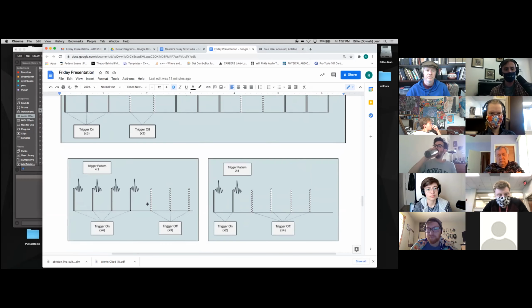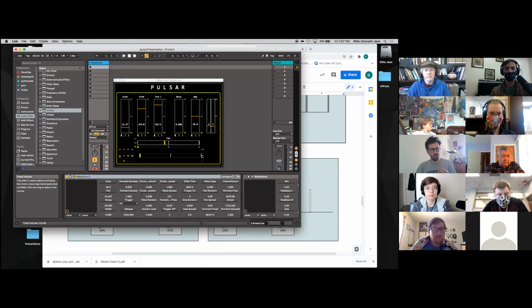And then you could do other patterns too. And, oh, let's take one up into the audio range. So let's do 4/3. Okay, and I'm just going to boost it up into the audio range.